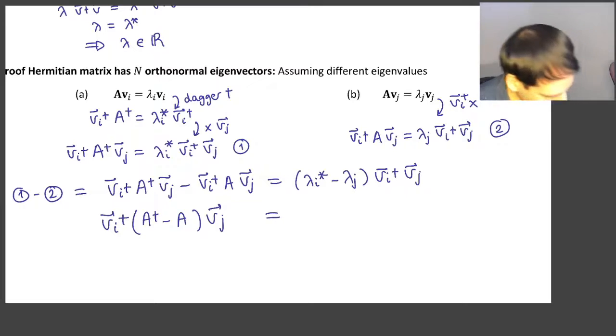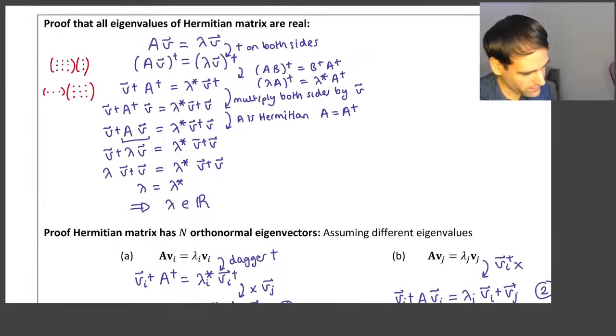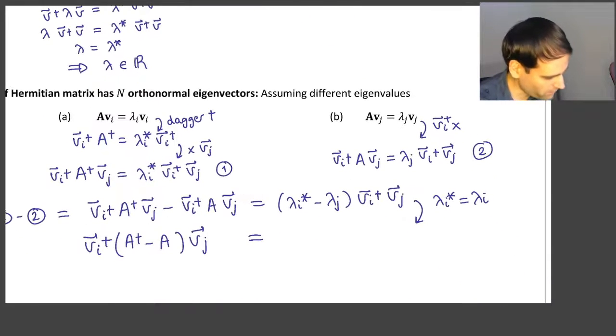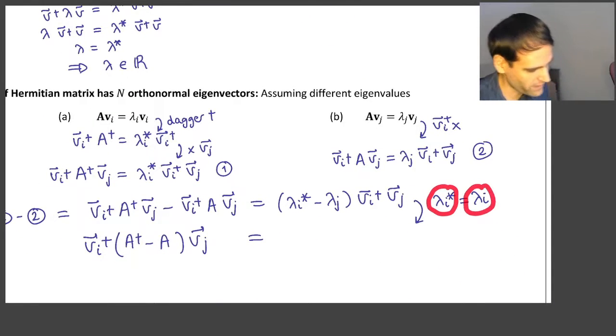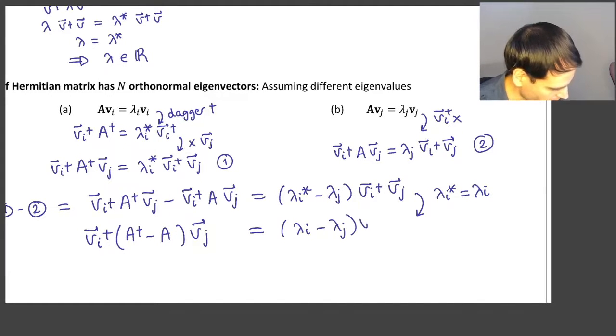At the same time, we know that lambda i conjugate is equal to lambda i, because we just proved that all the eigenvalues of a Hermitian matrix are real. Therefore, the complex conjugate of the eigenvalue is equal to itself. So therefore, this is equal to lambda i minus lambda j times Vi dagger Vj.